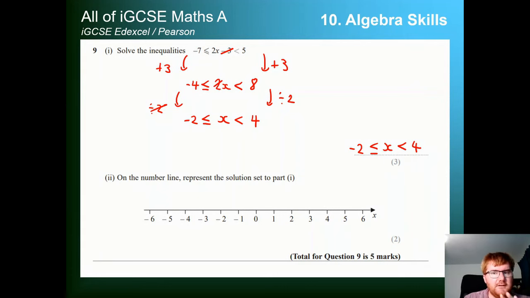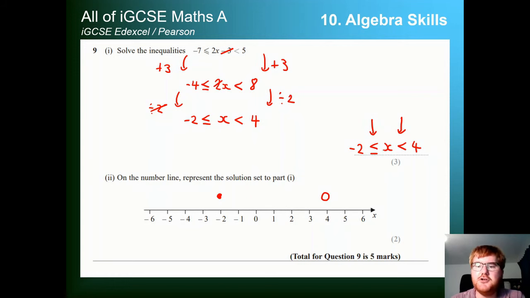Now, once we've got that solution, it's kind of the irritating thing about this question. If you get this part wrong, then you're likely to miss out on these 2 marks as well. How do we write this down? Well, let's look at the inequality symbols first. This is a less than or equal symbol. So at -2, we need a filled in dot. Whereas here we have a strictly less than symbol. So we need an open dot.